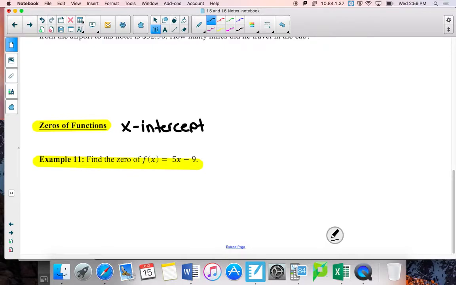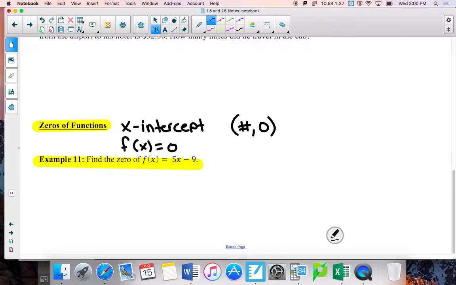So remember that we're trying to find a number, comma, 0 as an ordered pair. You might also see it as your function equaling 0. So those are just a couple of different ways to think about the 0 of a function. So in this example, we want to find the 0 of that function 5x minus 9.